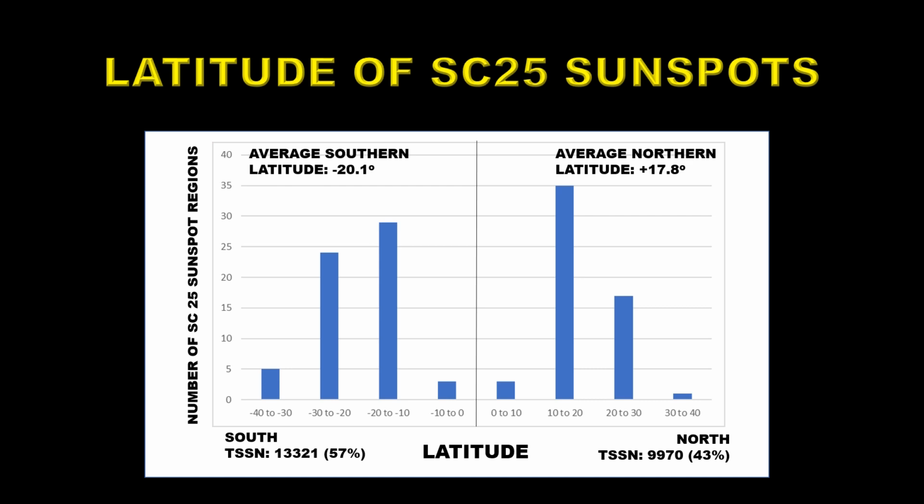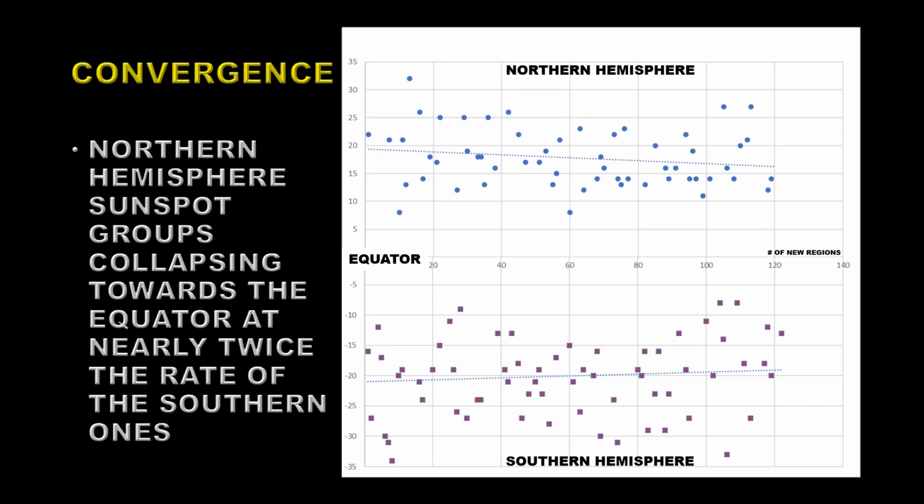So let's start our analysis by looking at the latitude of solar cycle 25 sunspots. What I've done here is taken the latitude of numbered NOAA regions and plotted them as a function of latitude bands in 10-degree increments. South is on the left, north is on the right. And you can see there are quite substantial differences between them. The south has a higher average latitude of about minus 20.1 degrees, whereas the north has a lower average latitude at about 17.8 degrees. And that's because most of its spots have concentrated in the 10 to 20 degree range, as opposed to about an even number in the 10 to 20 and the 20 to 30 in the southern hemisphere.